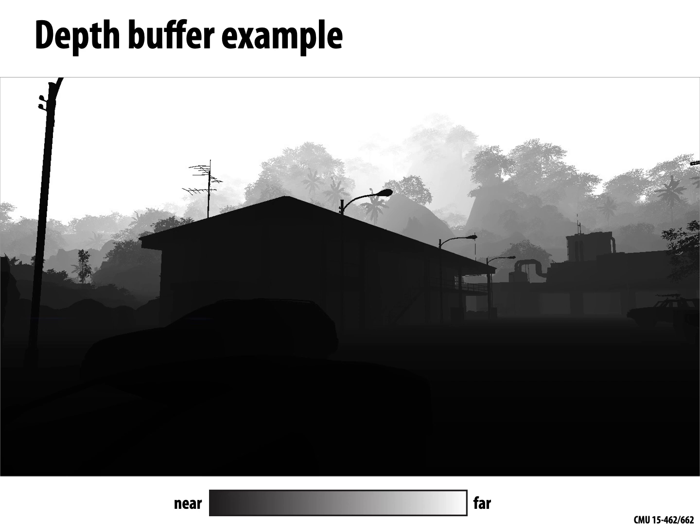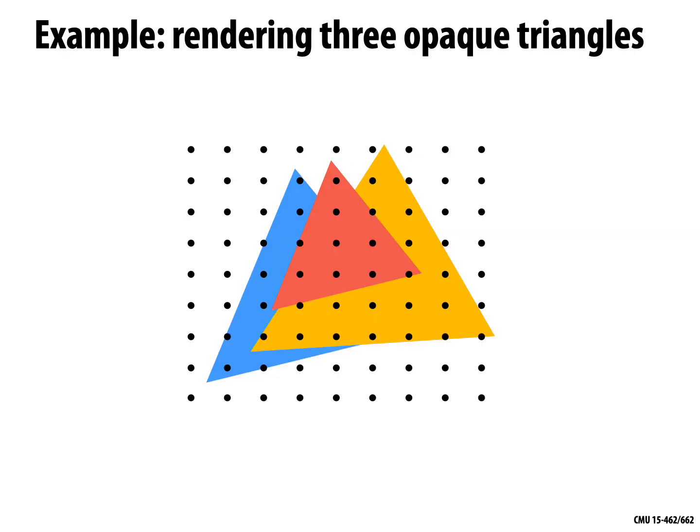The trees, which are further away, get lighter and lighter off into white. It almost looks like a fog going out into the distance. So how can we apply the depth buffer to render several opaque triangles? Let's start with the easy case.